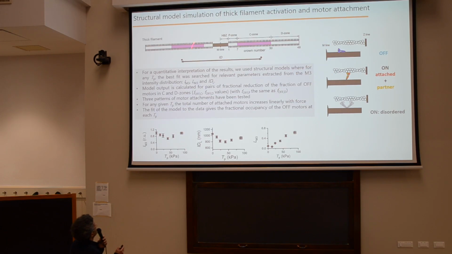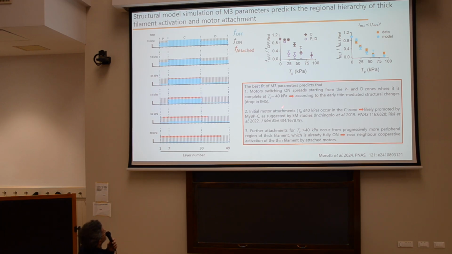We used a structural model to globally fit the properties of the entry reflection, and here is a summary of this model. The best fit of the entry parameters predicts that the motor switching on spreads starting from the P and the tail zone, and this activation is complete for forces of about 40 kilopascal. This is in agreement with the early, tight structural change as indicated by the intensity drop of the F5 reflection. The initial motor attachment for forces lower than 40 kilopascal occurs in the seed zone.